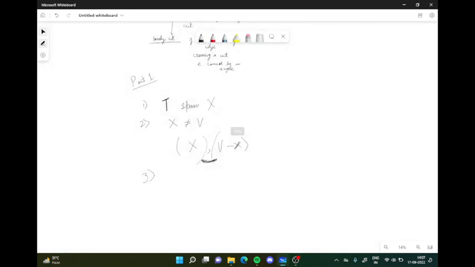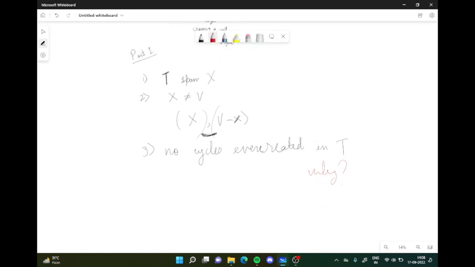No cycles are ever created in T. There will be no cycles ever created in T. Why? Okay, let's see. At any iteration of the algorithm, there are sets X and T.